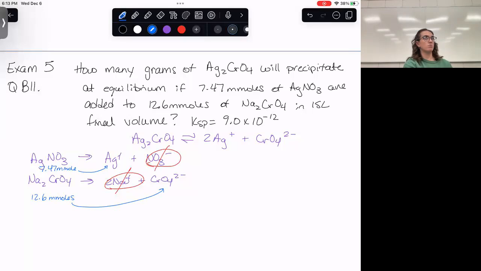Everyone follow what's happening so far? Okay. What is KSP in? Is that in moles or is that in concentration? That's in concentration. So how do we find the concentration of these 2 ions? Yep, we could divide by the 15 liters, right? So if we wanted to find concentration, it'd be 7.7.